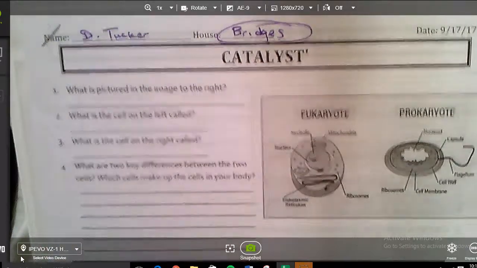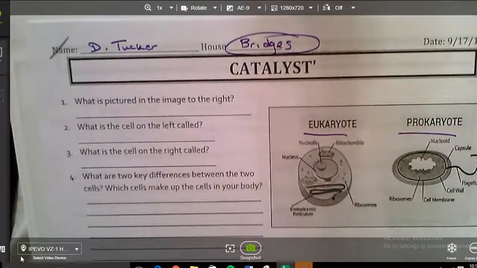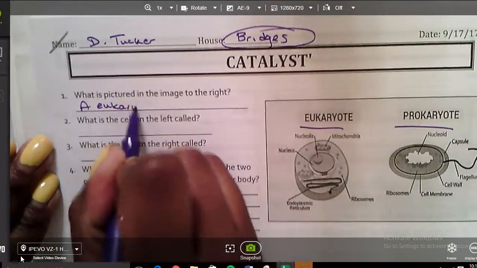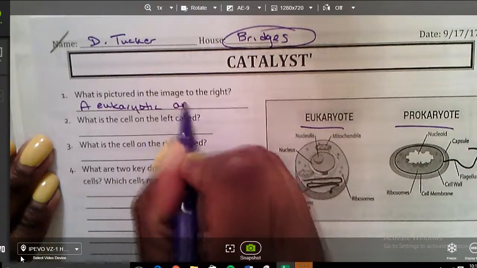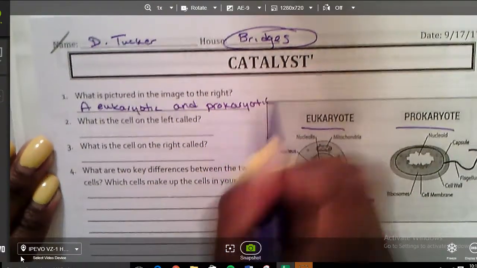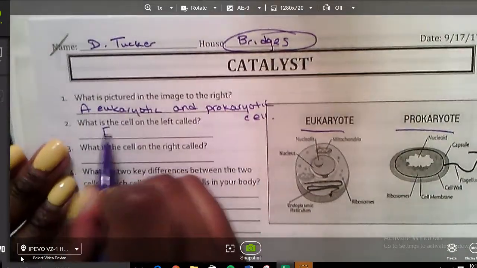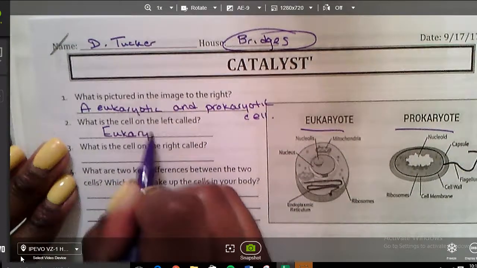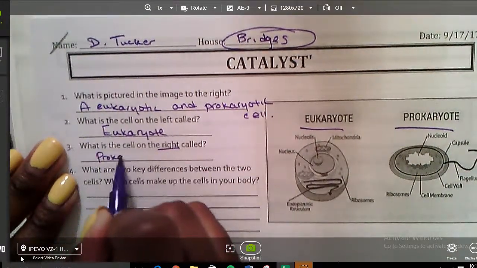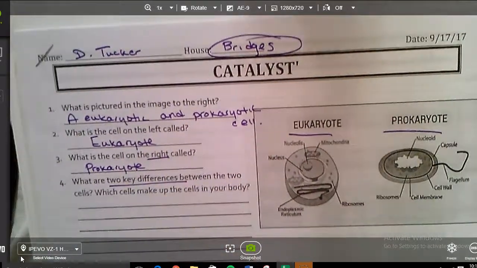Now it says, what is pictured in the image to the right? You should acknowledge both of the types of cells here. So you need to write a eukaryotic and prokaryotic cell. It says, what is the cell on the left called? We can just say eukaryote. What is the cell on the right called? We can say prokaryote.